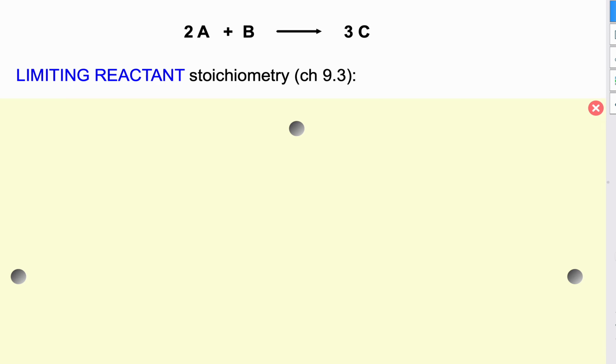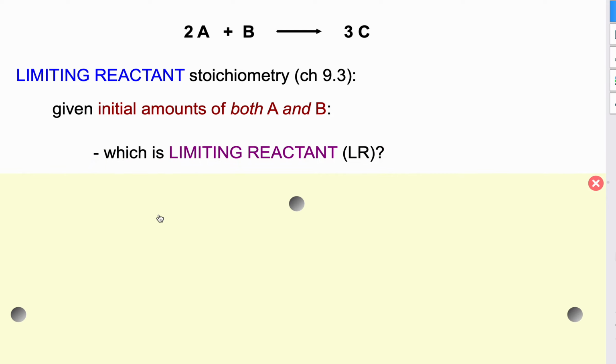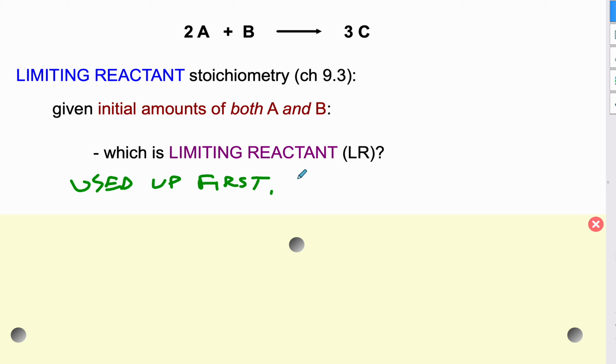Now, in this section, we're going to deal with limiting reactant stoichiometry problems, which also start with a balanced chemical equation. In this type of problem, we ask a slightly different question. If I specify initial amounts of both reactants A and B, which reactant is the limiting reactant? The limiting reactant is defined as the one that is used up first and therefore controls the yield of the reaction. That is, it controls how much product you get.